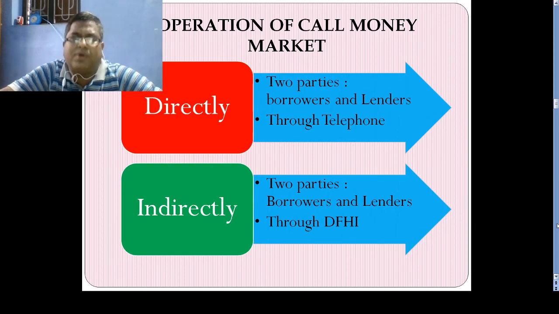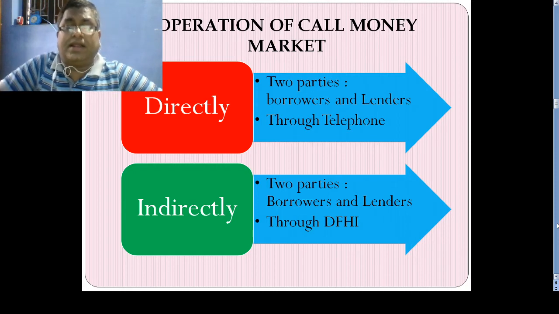Borrower who borrows the money, lender who gives the money. It means the requirement can be met by the lenders, and the borrower is a person who borrows the money. It is called one type of short-term loan, and interest is associated with it. There are two parties, borrowers and lenders, directly through telephone, and indirectly there are also two parties, borrowers and lenders.